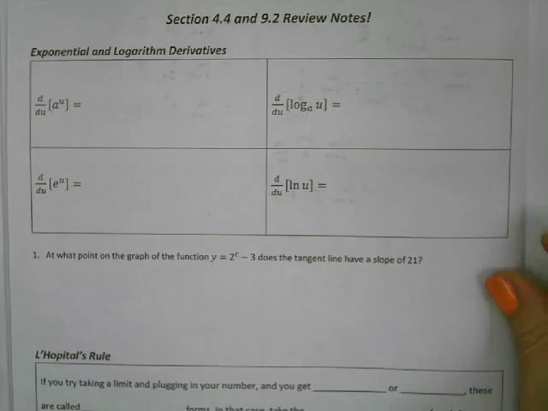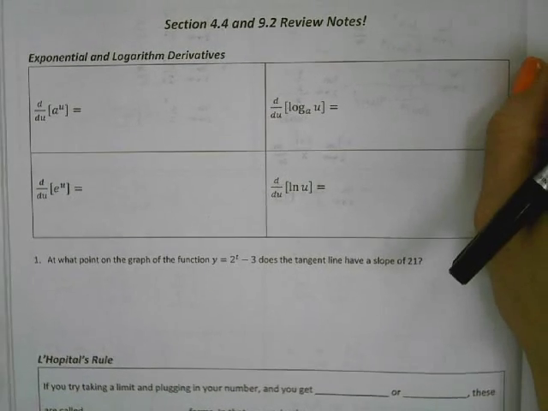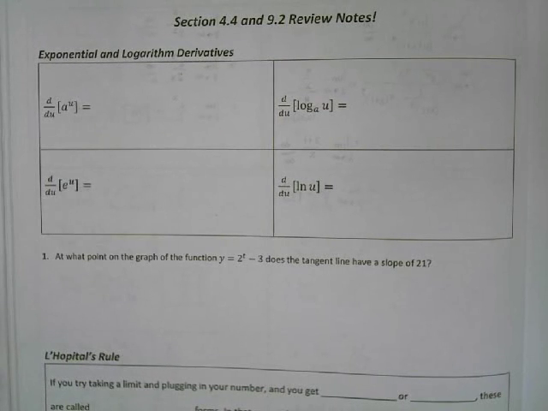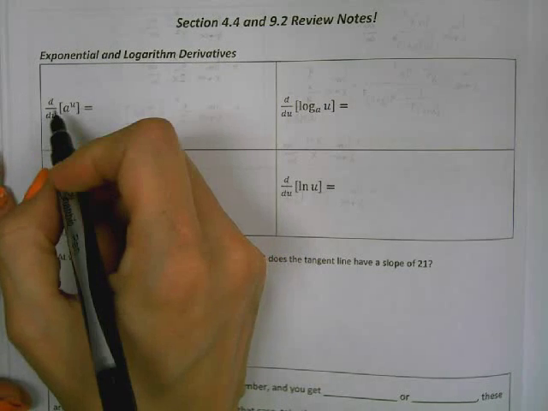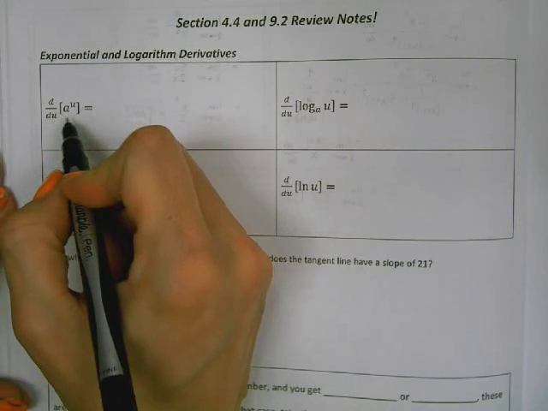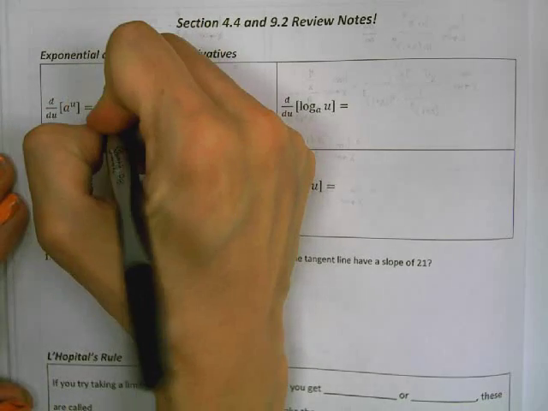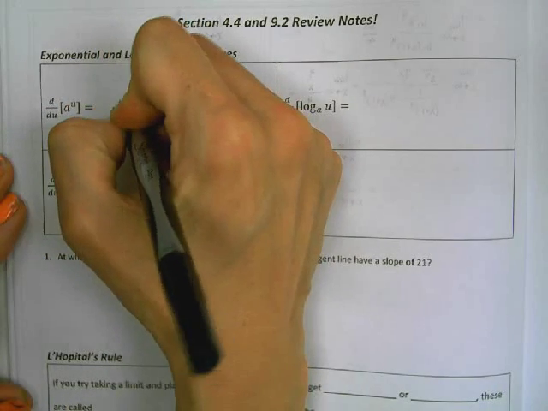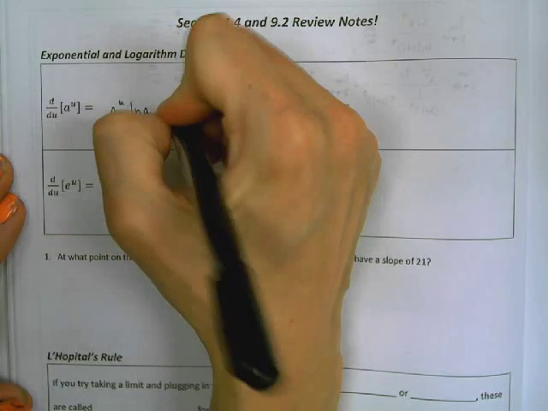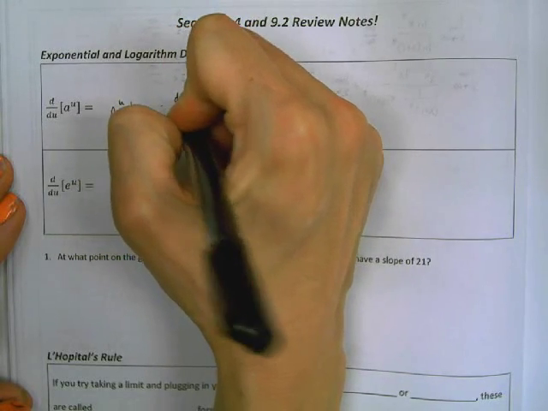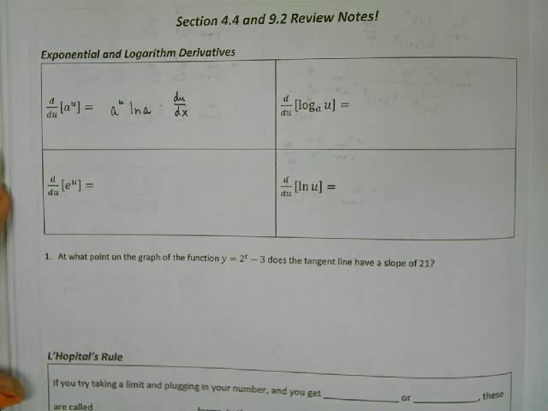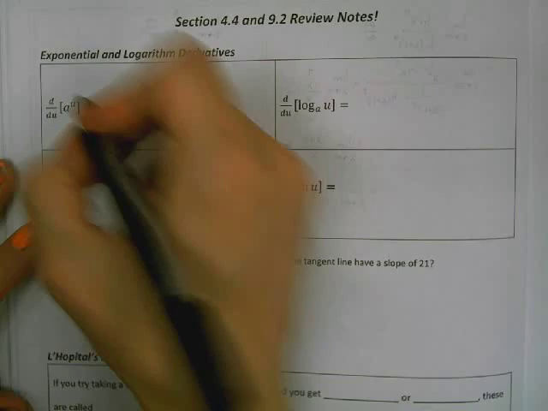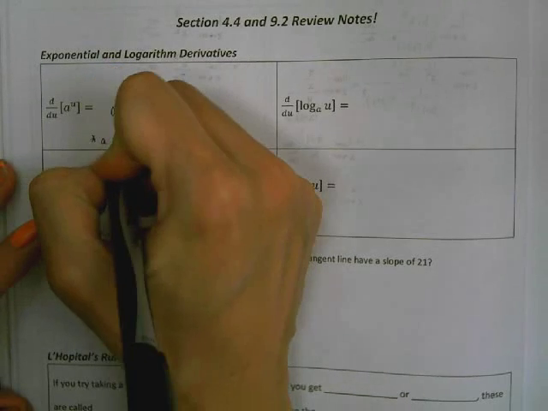At any rate, hopefully you have these memorized by now, but we're going to go through really quick our rules for the derivatives of exponential and logarithmic functions. So here we go. The derivative with respect to u of a to the u is just going to be a to the u times the natural log of a times du dx. And again, that du dx is just to account for chain rule that we might have going on. And here, remember, a is a constant.